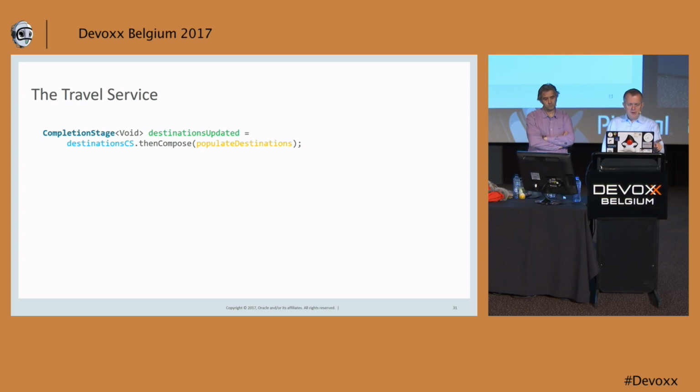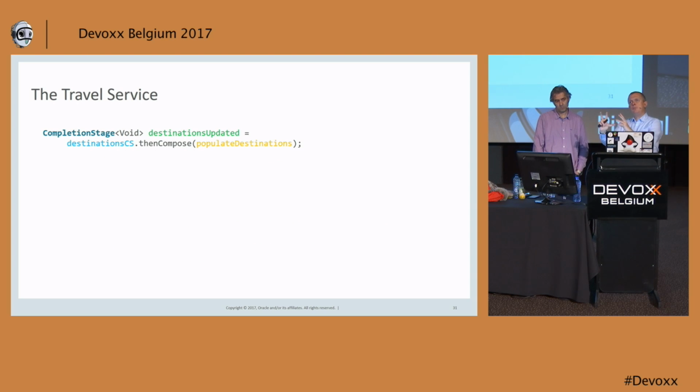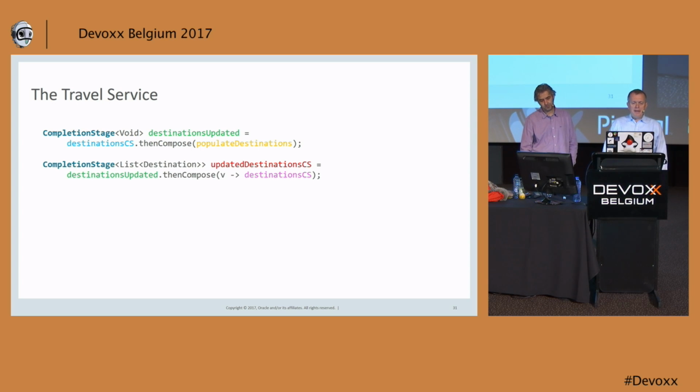Let me quickly go back to the previous slide. This populate destinations is the function that takes the list of destination and returns me a completion state that will complete once all those destinations have been updated. So I'm taking this big asynchronous completion stage task, and I'm composing it with a request on the destination service. And at the end of the day, the pattern is really simple because it's just a composition of 2 functions.